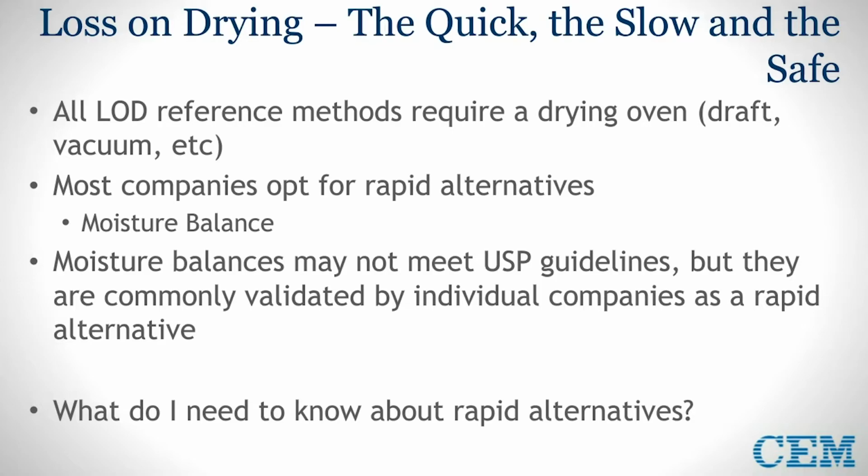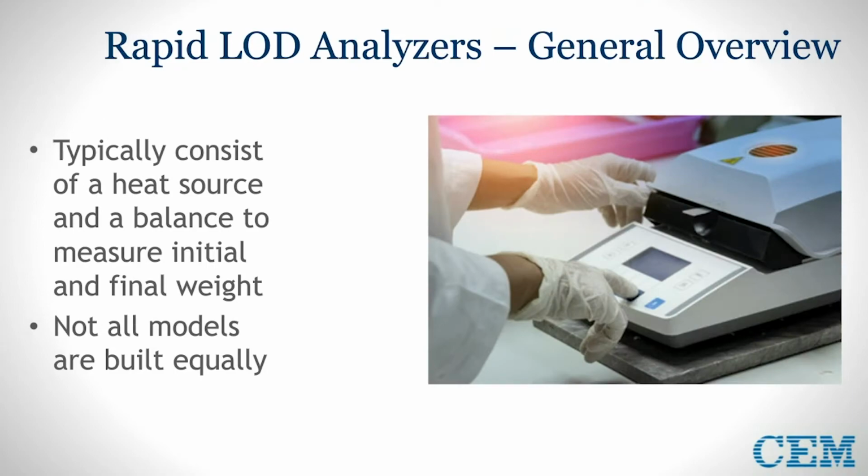So, general overview of rapid loss on drying analyzers. They typically consist of a heat source and a balance to measure initial and final weight. So that is a moisture balance in its most basic form. There are a lot of different models available, but not all of them are built equally. So that's why we'll go through some questions for you to ask yourself and to consider when looking at moisture balances. So the first question to ask, do I have good temperature control?